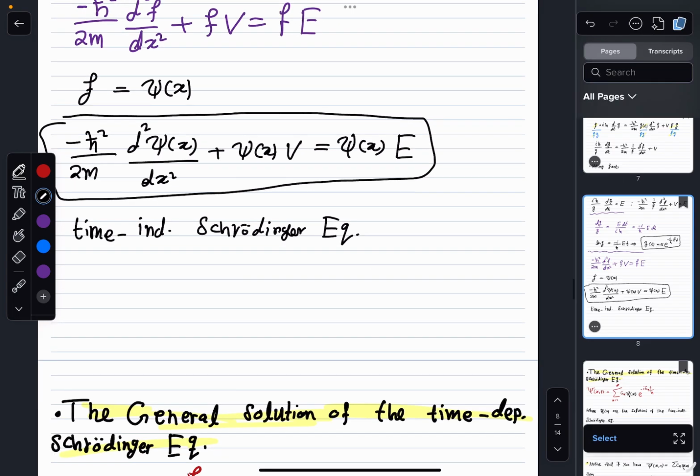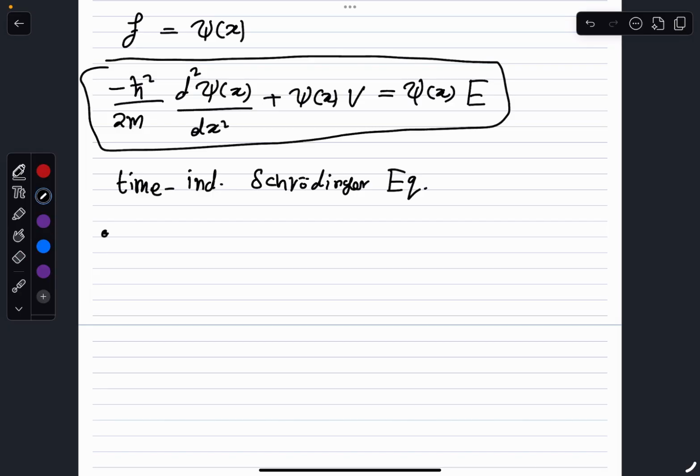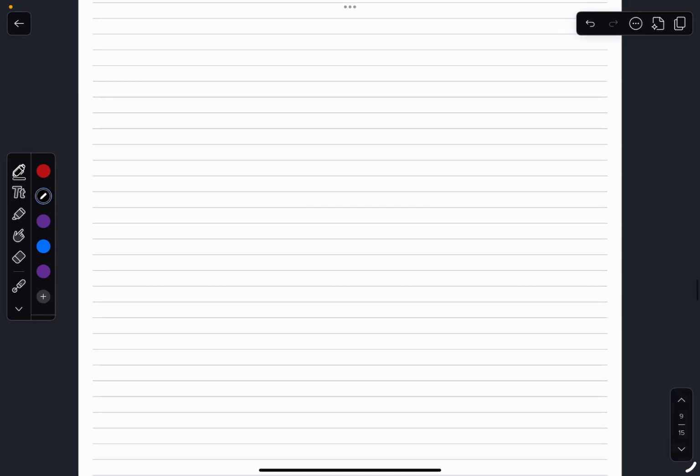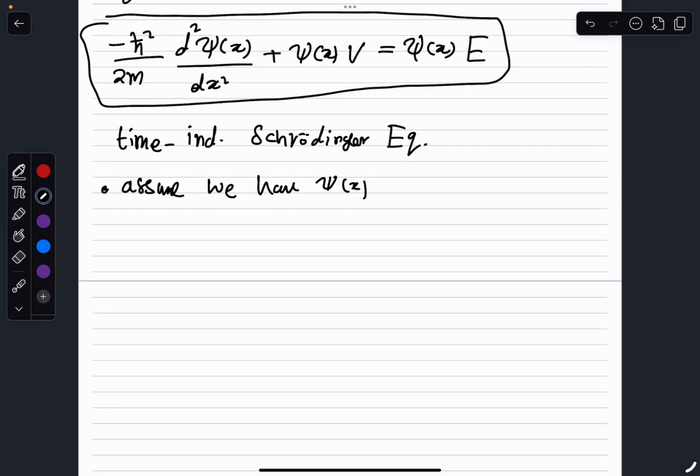So now step 3. Let's assume that we know the solution psi of x. So the general solution will be just psi of x times exponential of minus i E over h bar t. So this is the general solution for psi of x and t.